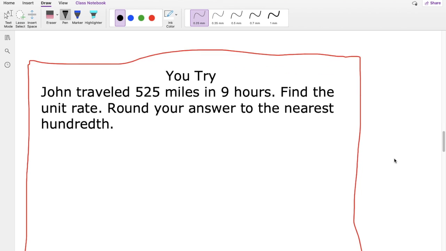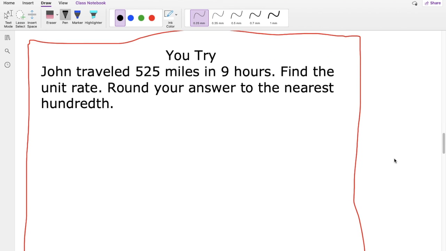How about you guys try one? You're going to round to the nearest hundredth. He traveled 525 miles in 9 hours. Find his unit rate. So John traveled 58.33 miles per hour. So every 1 hour, he roughly went 58.33 miles. This is what that unit rate does.